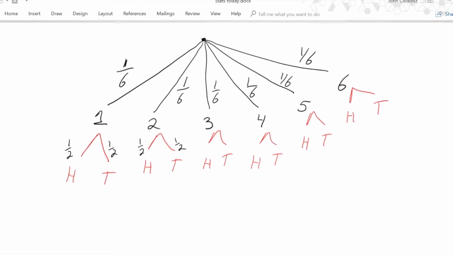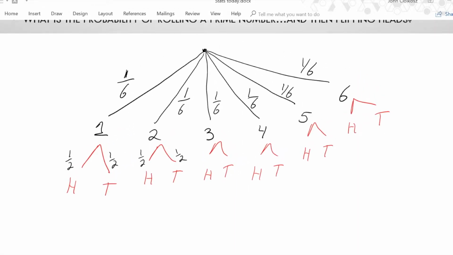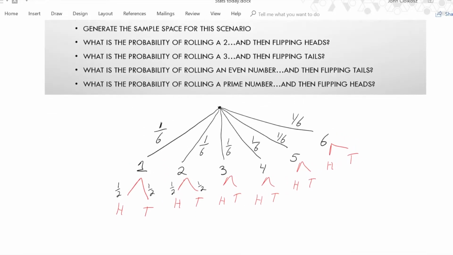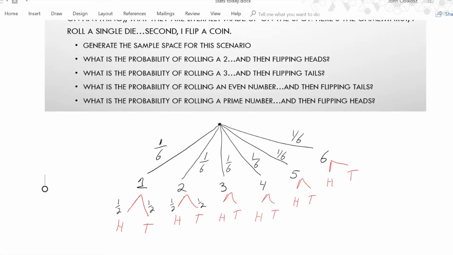Alright, so again, if you want to go through and label all those, for the sake of time I'm not going to right now. But all of those reds there would have a 1/2 chance. Okay, so that is our sample space here, all of our different possible outcomes. So we want to figure out the probability of rolling a 2 and then flipping heads.